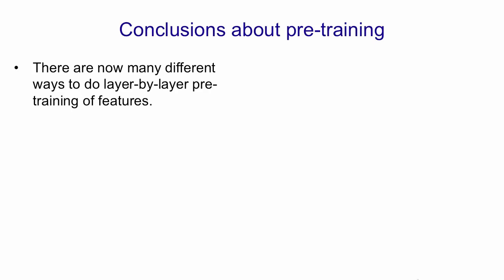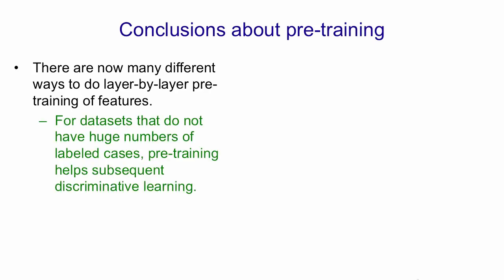I want to finish by summarizing my current view of pre-training. There are now many different ways to do layer-by-layer pre-training that discovers good features. When our dataset does not have a huge number of labels, this way of discovering features before you ever use the labels is very helpful for the subsequent discriminative fine-tuning. It discovers the features without using the information in the labels, and then the information in the labels is used for fine-tuning the decision boundaries between classes.